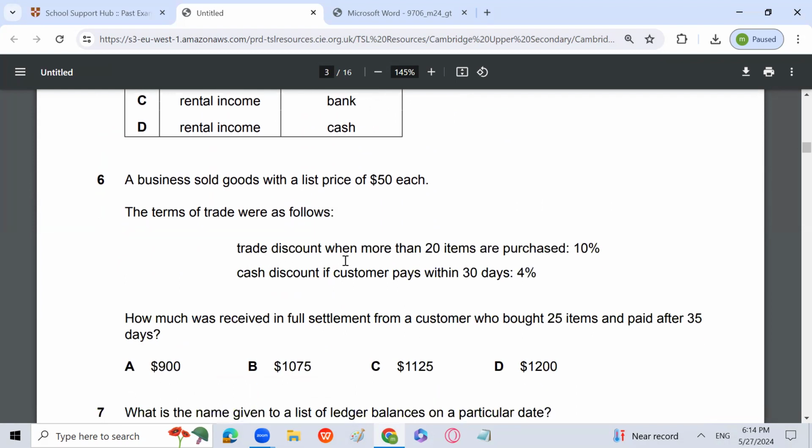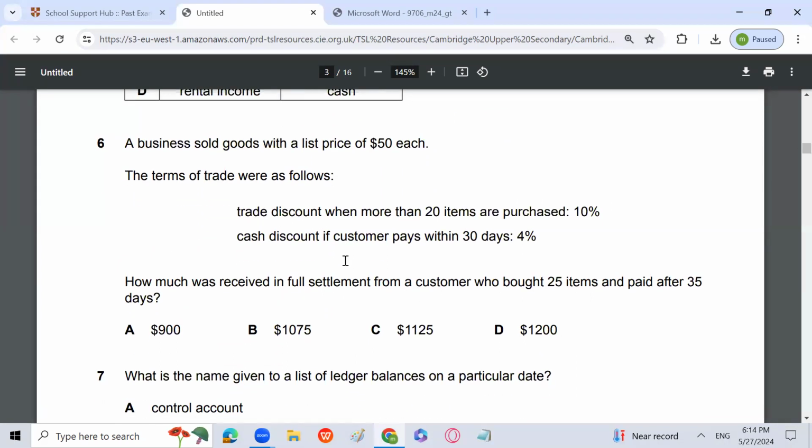A business sold goods with a list price of 50. The terms of trade were as follows. Trade discount when more than 20 items are purchased, 10%. Cash discount if customer pays within 30 days, 4%. How much was received in full settlement from a customer who bought 25 items and paid after 35 days? It means if someone is paying after 35 days, he will not be able to receive the 4% cash discount. Only trade discount will be there.